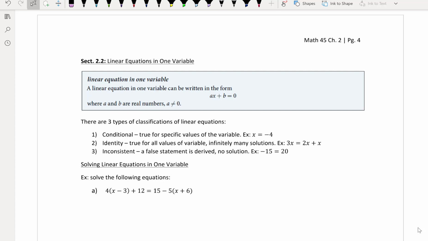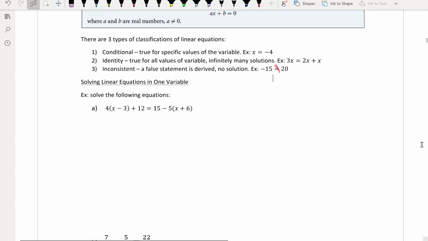So with these type of equations, three things can happen. You can either have a conditional statement, meaning that you get one exact answer, or you get an identity, meaning that you have infinitely many solutions, or you have an inconsistent answer, which means that there's no solution. So for example, for your inconsistent, if you get something where two different values are equal to each other, well, that can never happen. You can never be in debt $15 and still have $20. So that is no solution.